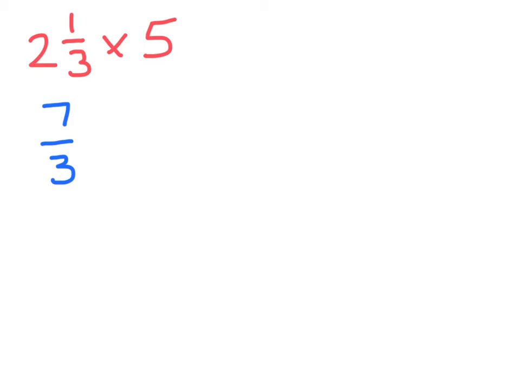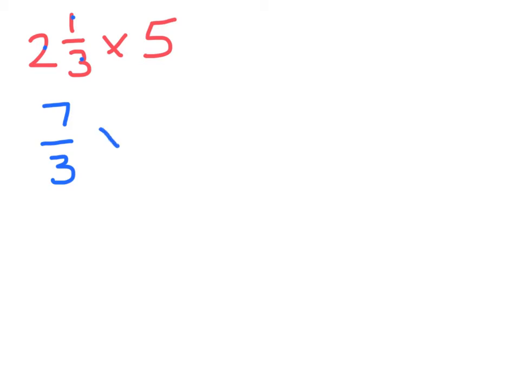Let's work another similar problem together. Let's find the product of 2 1/3 and 5. 2 1/3 times 5. So our first step is to convert 2 1/3 to an improper fraction, which is 7/3. We get 7/3 by taking 2 times 3 to get 6, adding 1 to get 7 as our new numerator, and 3 remains our denominator.